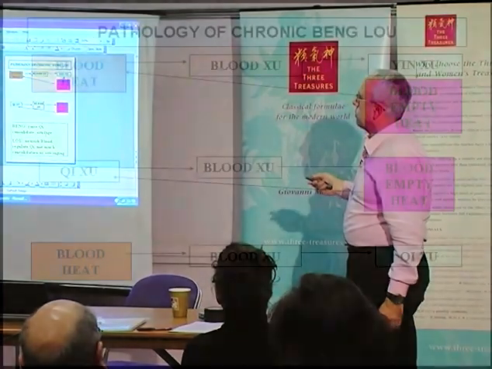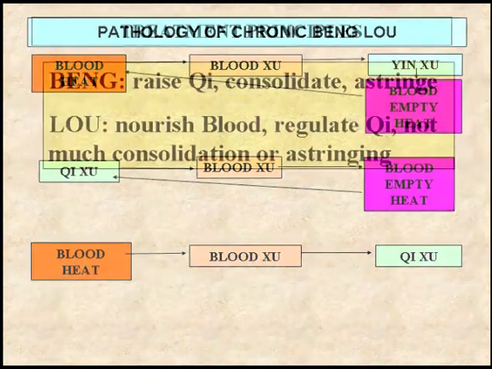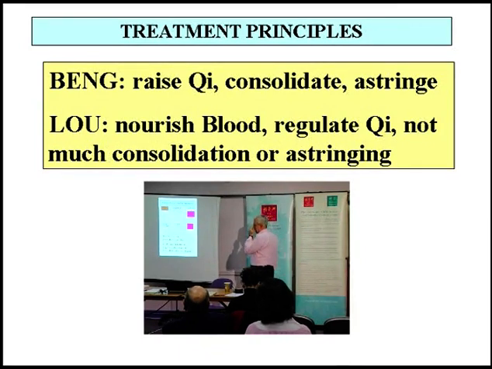These are others. This woman is bleeding from blood heat, but blood is part of yin. So that leads to yin deficiency, which leads to empty heat. So after 10 years, she's got both blood heat and empty heat. I've seen that too. Or this, she's bleeding from qi deficiency. Qi is the mother of blood. She develops blood deficiency and empty heat, and so on and so forth. So that's another reason why Bang Lo is difficult to treat. It easily leads to the wrong diagnosis.